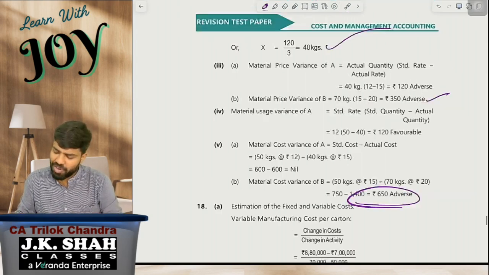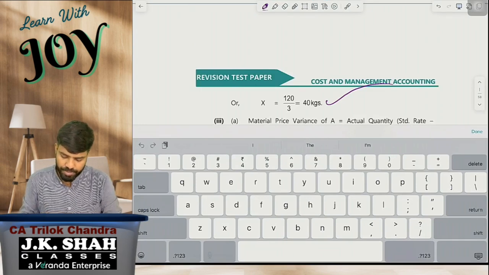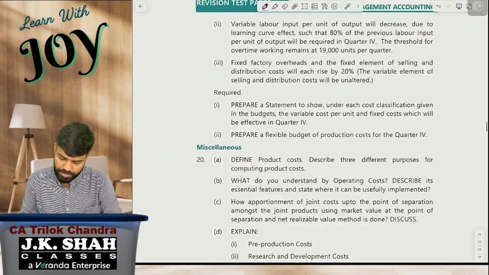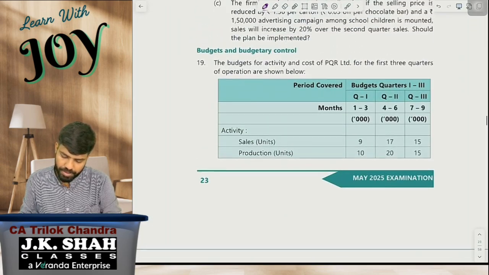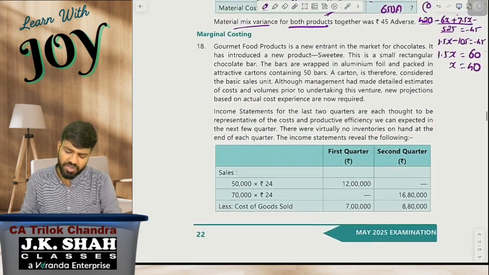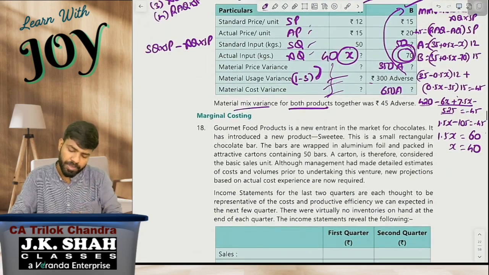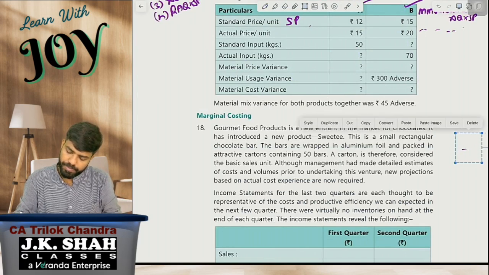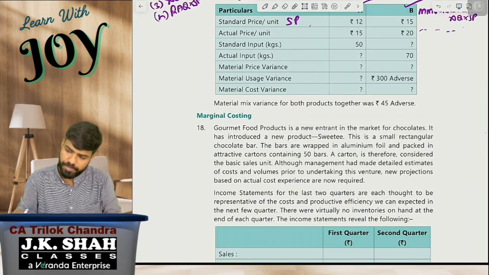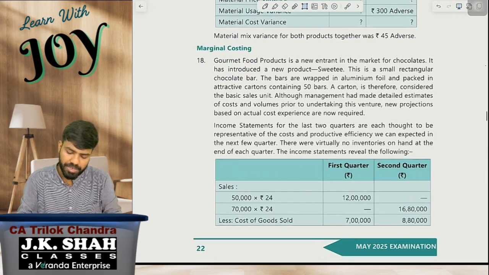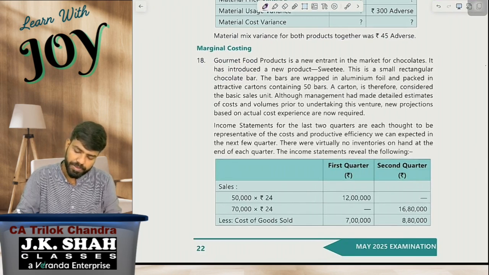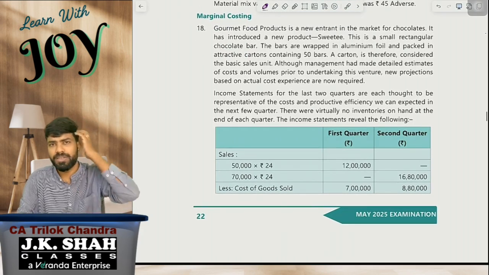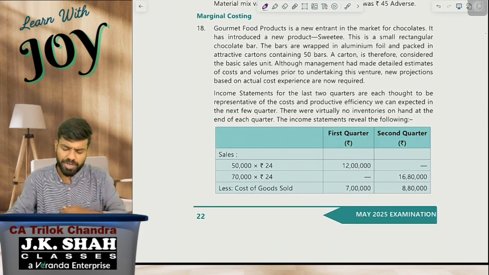Look at the marginal costing. This time they have given a unique question, marginal costing. Look at the question. But it's not that complicated too. It is simple only. Okay, marginal costing. Look at this question. See, a few things I'm not solving because wherever I feel it is so simple, I'm skipping that, so that you can manage by yourself. Now look at the marginal costing.